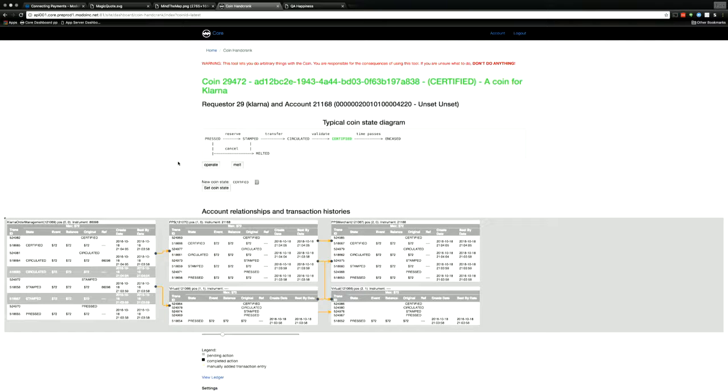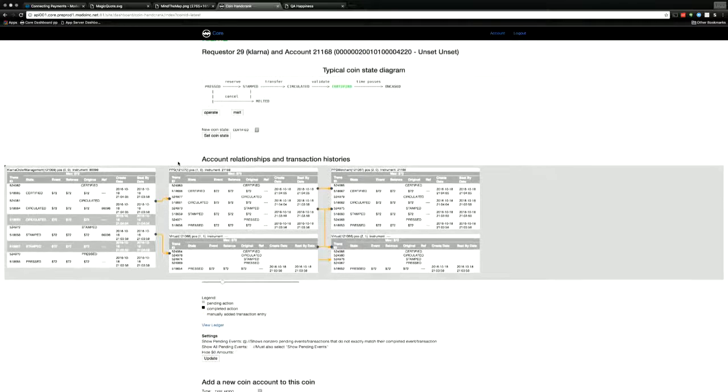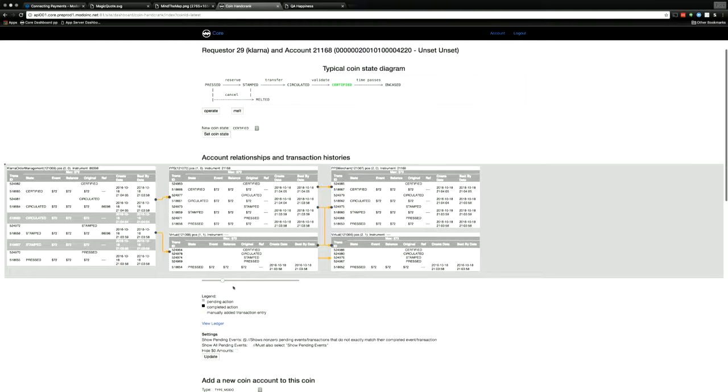So let's help build this out a little bit more. What you're seeing here is the actual life cycle that just went through. You can see up at the top there, it's a little bit small, but it says certified. That was one of the life cycles that it went through. So it started with pressed, then it went through stamped, then it was circulated, and then it hit certified. And that means money movement has occurred. We verified that the funds all got where they were supposed to go.